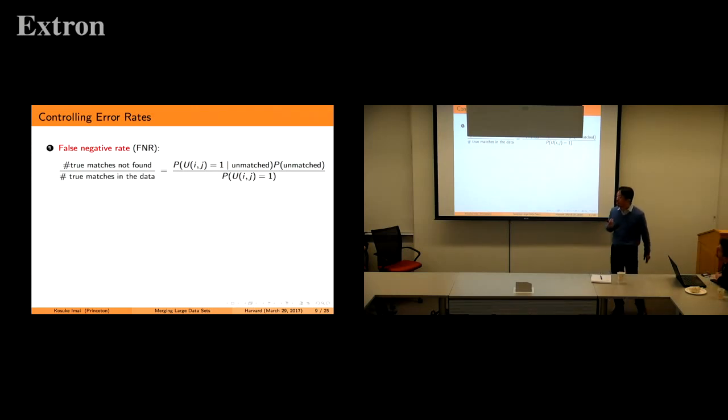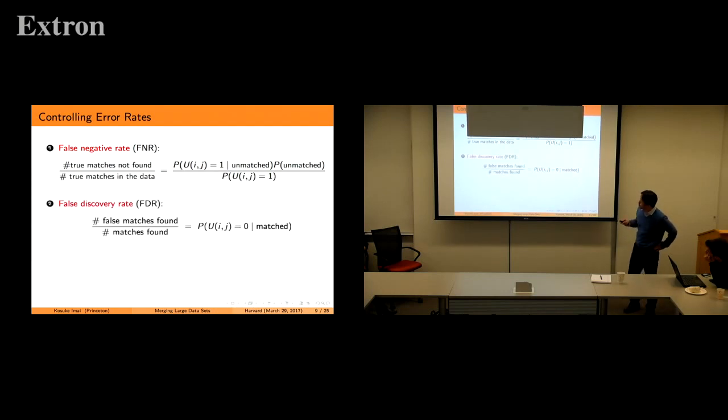And what's nice about this probabilistic model is that you can control the error rates. Two error rates we're looking at: first, the false negative rate, which is the number of true matches not found, divided by the number of true matches. So how many matches did you miss? You can also calculate the false discovery rate. Among the pairs that you call matches, how many are actually false? These can be estimated from the data.